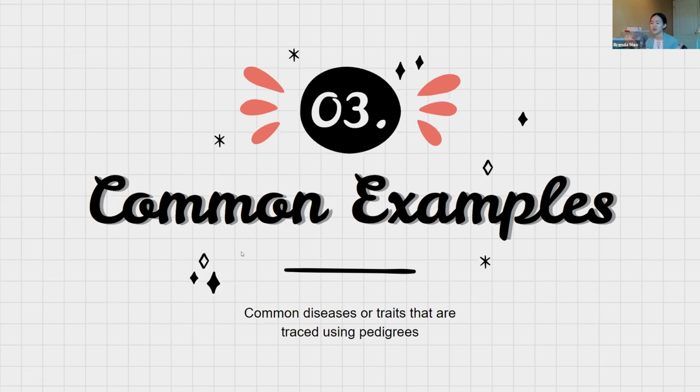Anyway, I'm going to go through this as fast as I can. Some common examples of diseases or traits that are traced using pedigrees. I added this mostly for fun because it's kind of interesting to see what kind of things can be traced using these pedigrees.